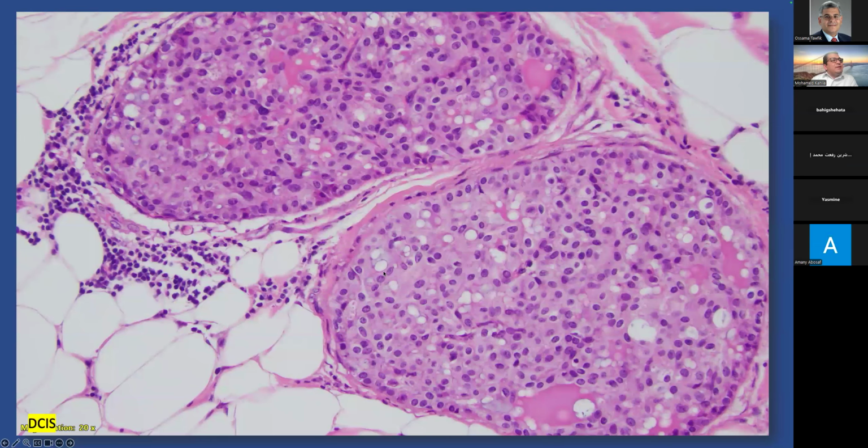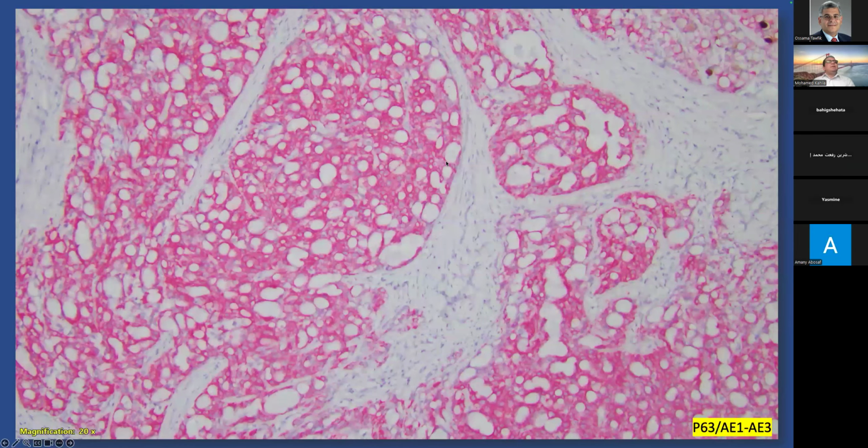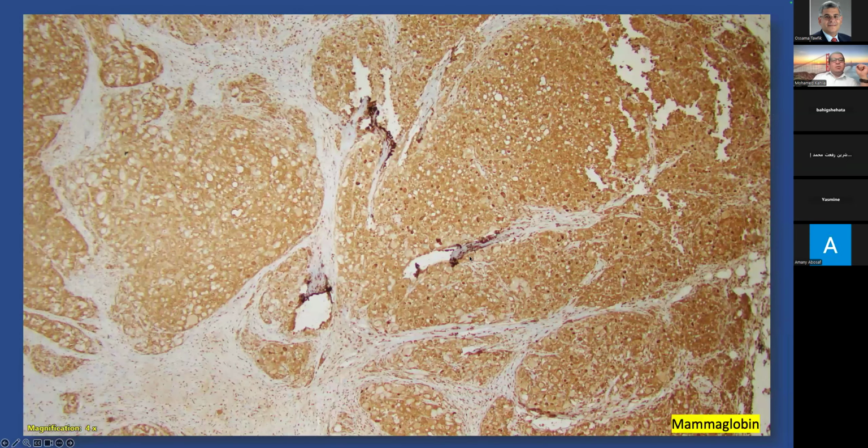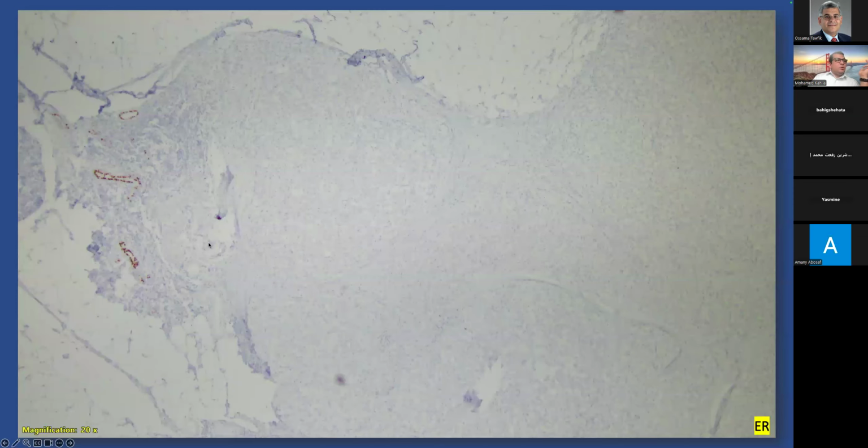This is a DCIS within that tumor, and you can see they are negative for p63 and keratin together. S100 is positive in this tumor, and mammaglobin. And as I said, they are a triple negative tumor. And look at your internal control on the left side.